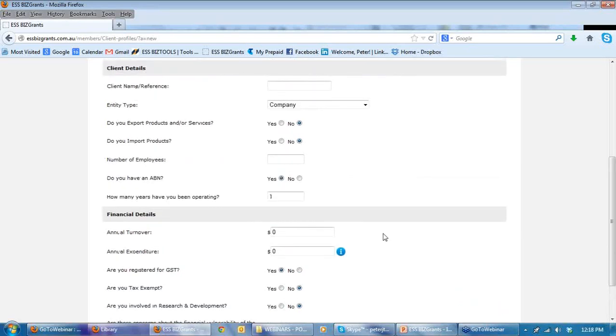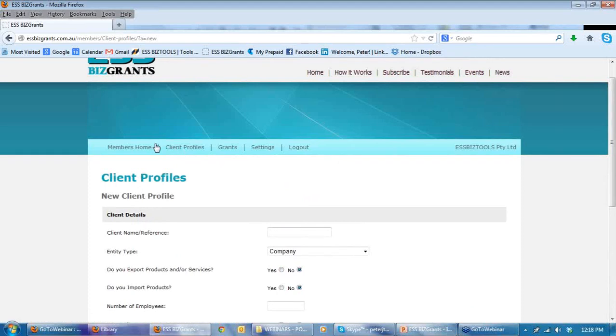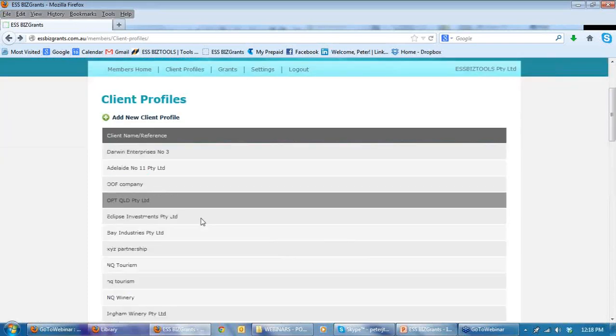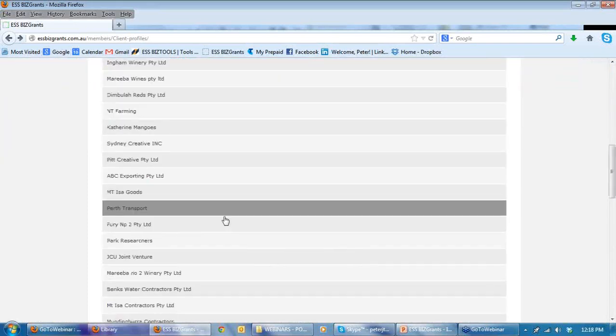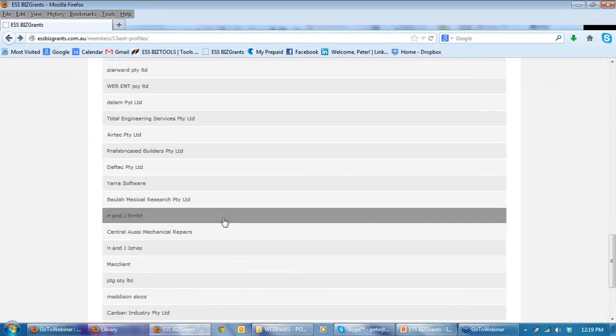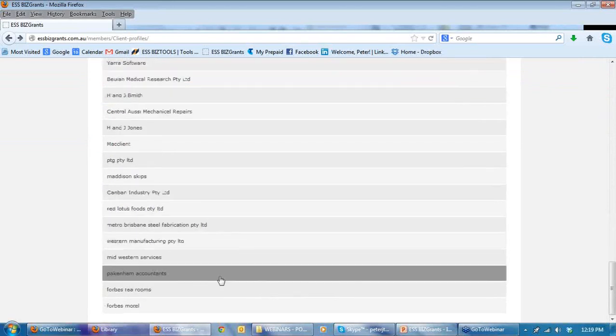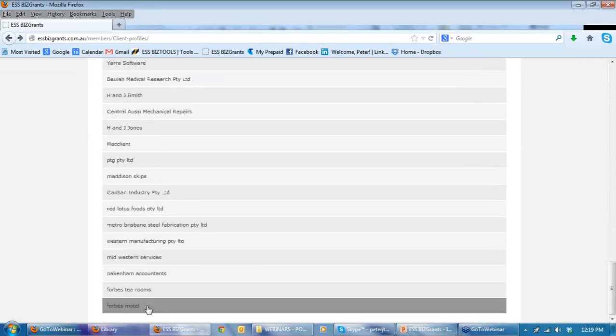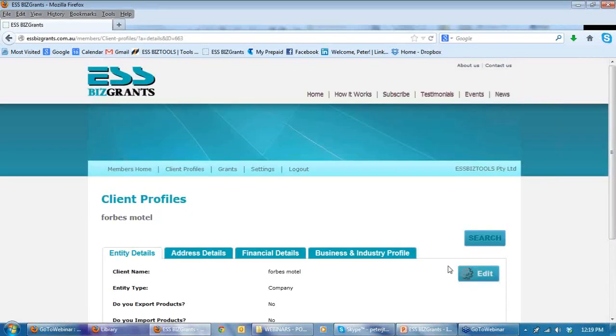Now, to go any further, we needed to have completed some information there. I haven't done that. I thought we would just go back and look at a couple that were already complete. So we've completed numerous examples. I'm just going down to one which I've been using yesterday. I called it the Forbes Motel. And we'll just give you an outline as to how that is working.